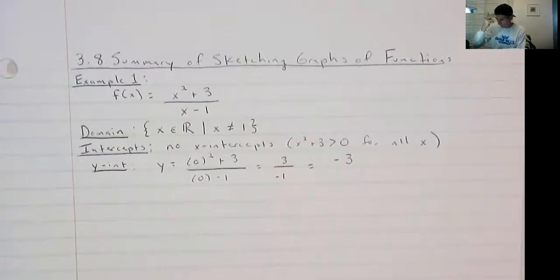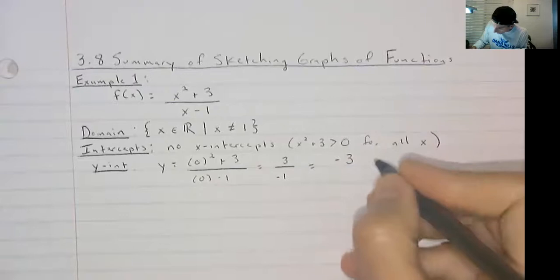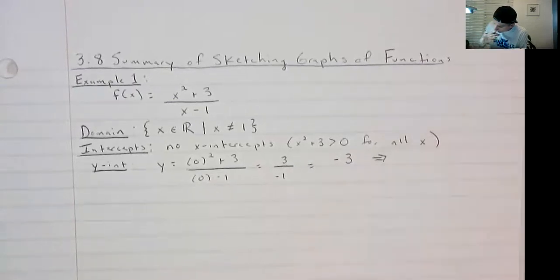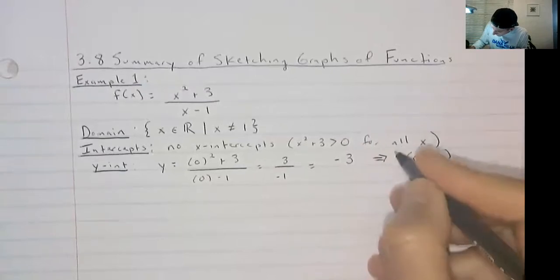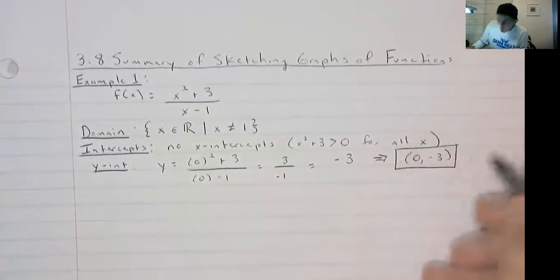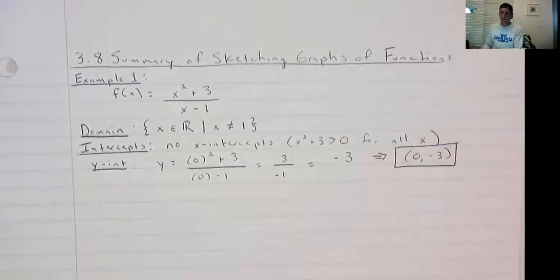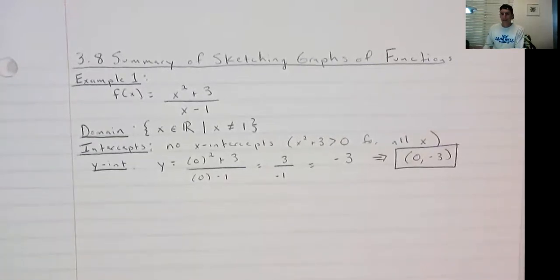All right. And I guess we can make that into a point. 0, negative 3. Got our first point. Woo-hoo! But 1 point does not a graph make. We're going to try and do better than that.